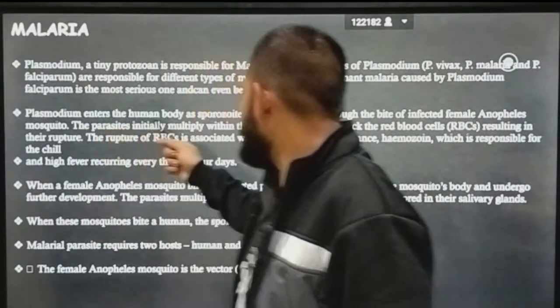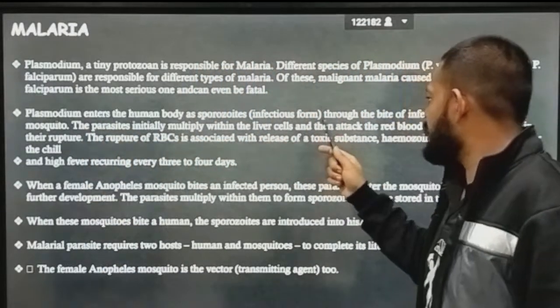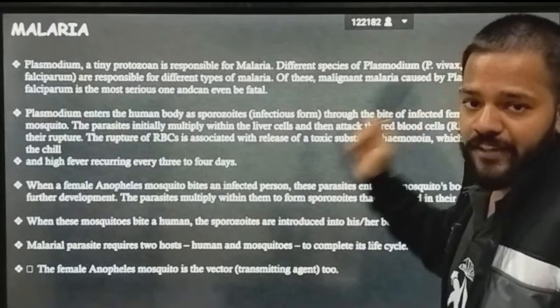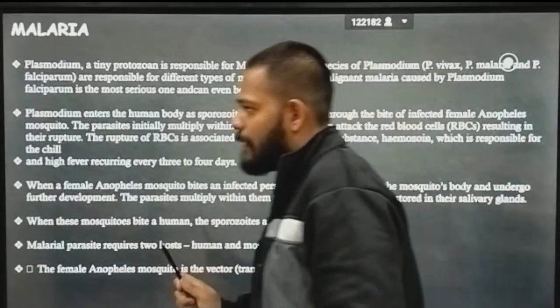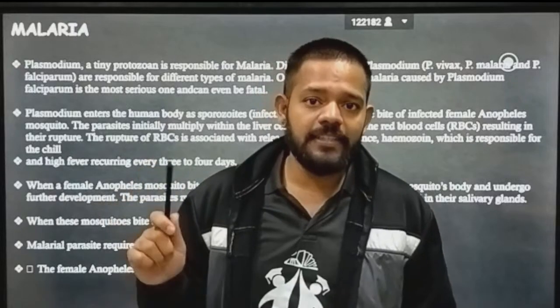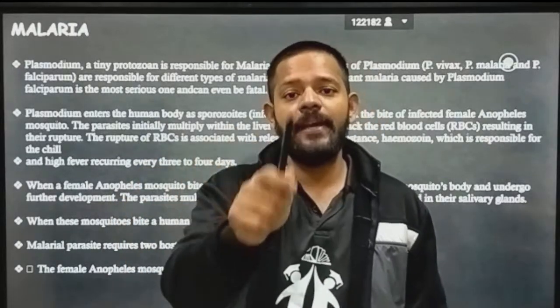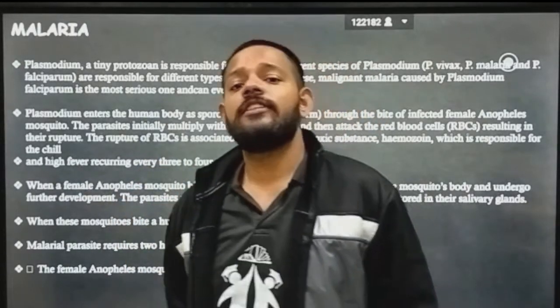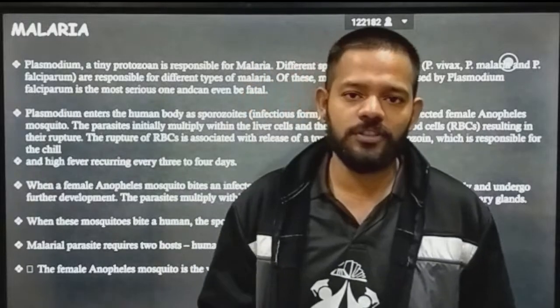Plasmodium enters the human body as the sporozoite, the infectious form, through the bite of an infected female Anopheles. Always remember, the vector, the vehicle of the malarial parasite Plasmodium, is the female Anopheles mosquito. Then why not the male mosquito?